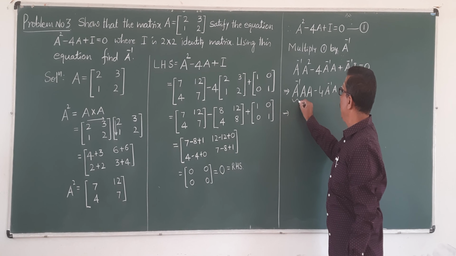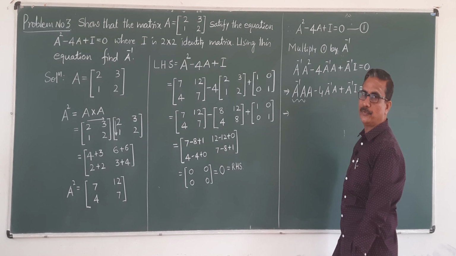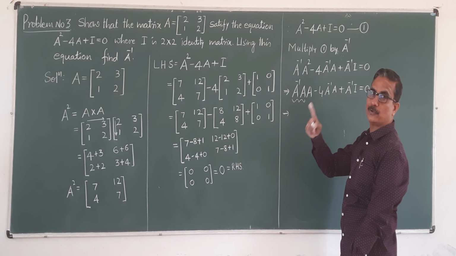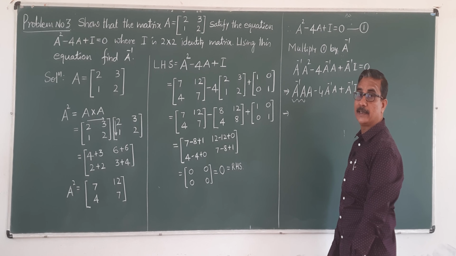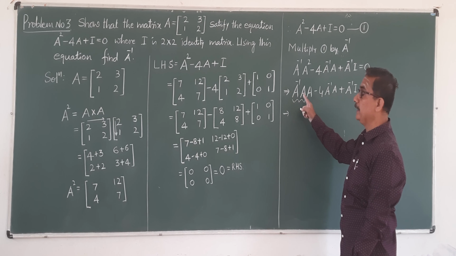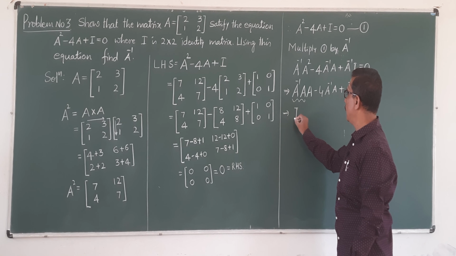Implies, as you know, by the definition of the inverse of a square matrix, note that AB is equal to BA is equal to I. It can be written as A into A inverse is the same as A inverse into A is equal to what?